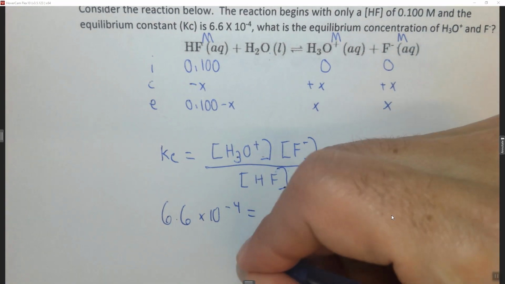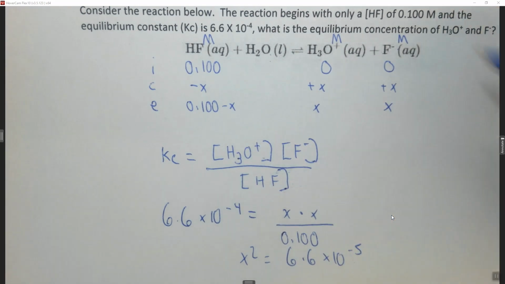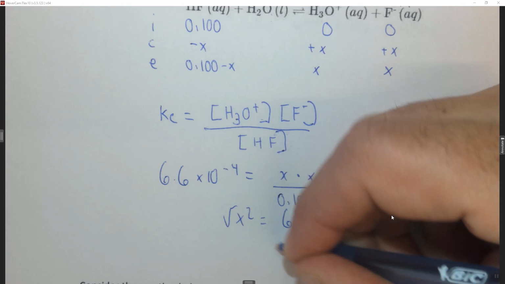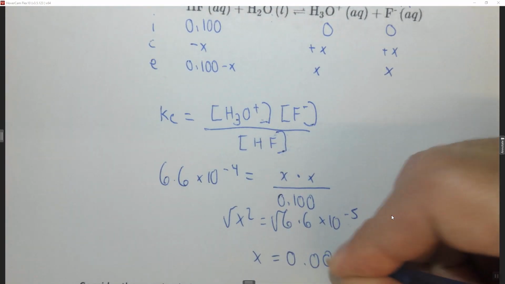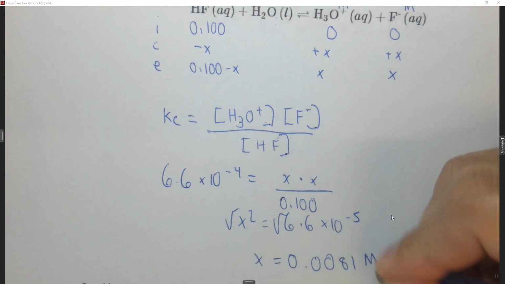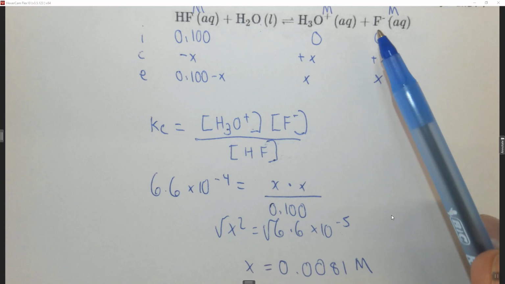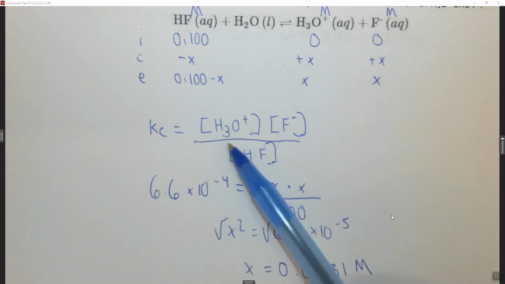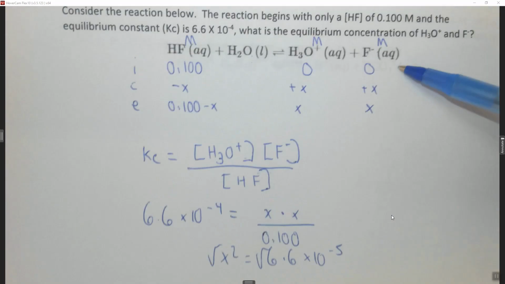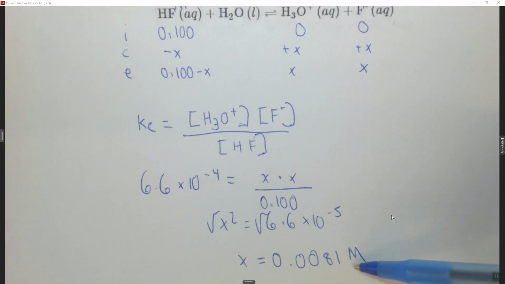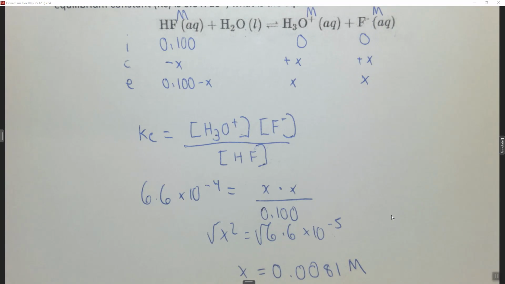Cross multiply, and we get x squared equals 6.6 times 10 to the minus 5. Take the square root of both sides, you can ignore the negative answer. So x is just equal to 0.0081 molar. Okay, so this is how you can find the equilibrium concentrations of H3O+ and F-. Again, we ignored this because it's less than 5%. In this case, it's about 0.8%. Oh no, it's about 8%. Sorry, because this is 0.1. So it's about 8%. All right, but we can still ignore it in this example.